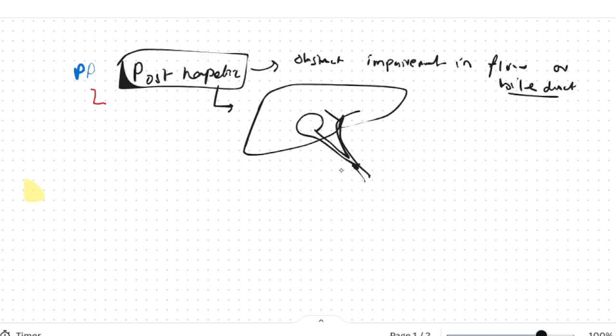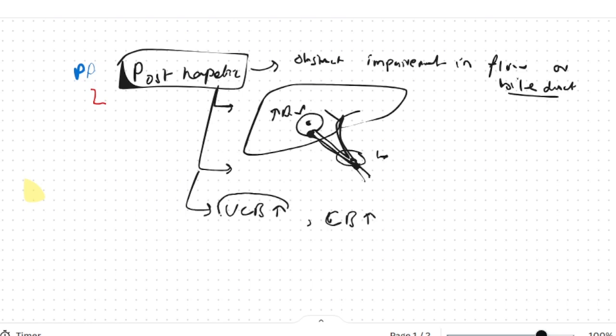For example, if there is an obstruction here, such as cholecystitis or a gallstone blocking this area, there will not be jaundice. But if the stone moves to the cystic duct region, there will be a blockage, and this blockage increases the bilirubin level. That is called post-hepatic. In post-hepatic, the unconjugated and conjugated bilirubin both increase. If there is an increase in the conjugated bilirubin, there will also be an increase in bile salt.